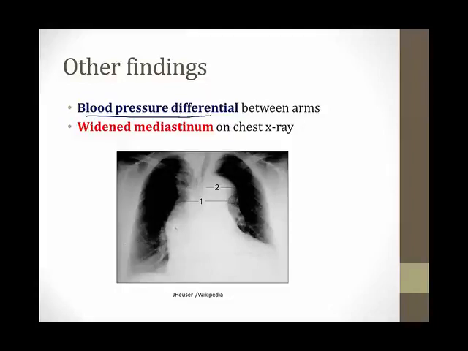For example, the systolic blood pressure in the left arm could be 180 and in the right arm it could be 120. That difference occurs because blood flow is obstructed to one arm by the aortic dissection. A second classic finding is a widened mediastinum seen on chest x-ray. This is an example of one on the screen. The mediastinum in this patient's chest x-ray is very large, and that's because of an aortic dissection.